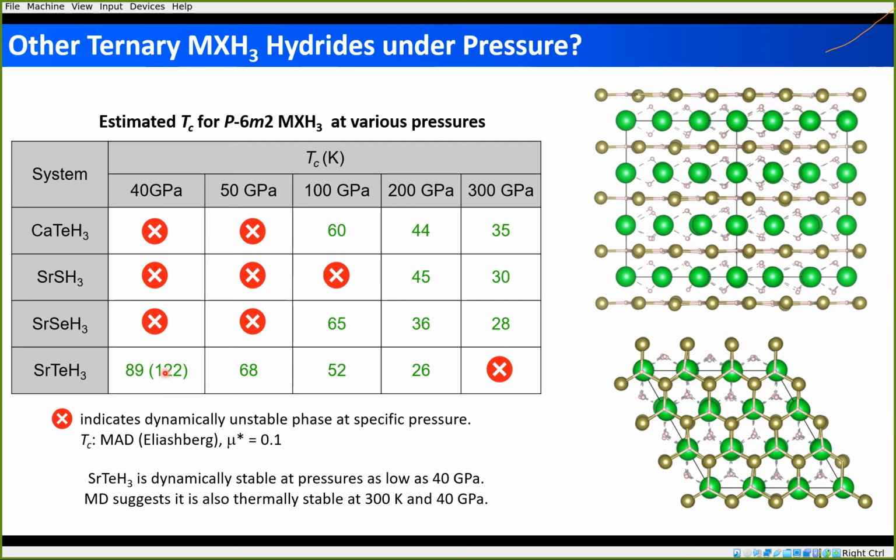We've also looked at the thermal stability of these phases just to make sure that they don't break apart, because when you're looking at metastable phases, you have to contend with the fact that they might have very low barriers for breaking apart. And so molecular dynamics simulations have been performed, and here are some of the snapshots from the MD showing, for this SrTeH3 phase at 300 Kelvin and 40 GPa, suggesting that it could still be thermally stable at these types of conditions.